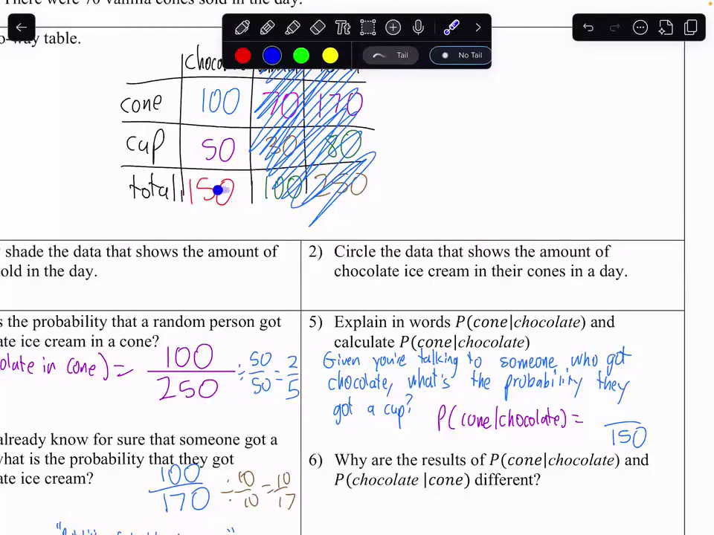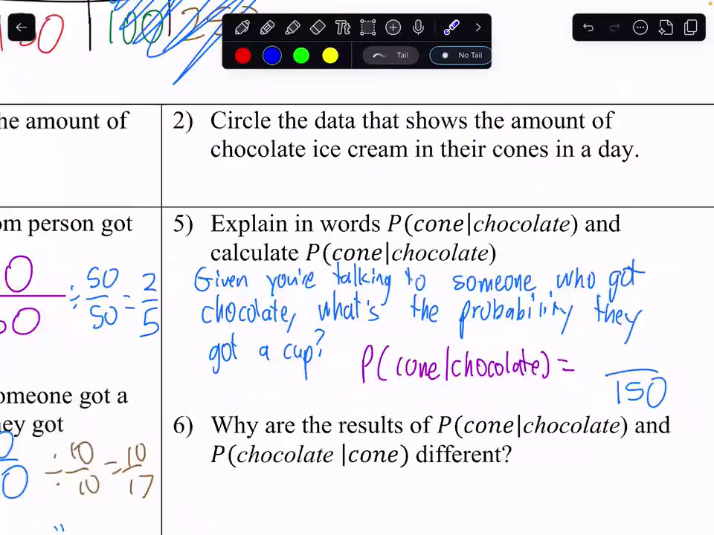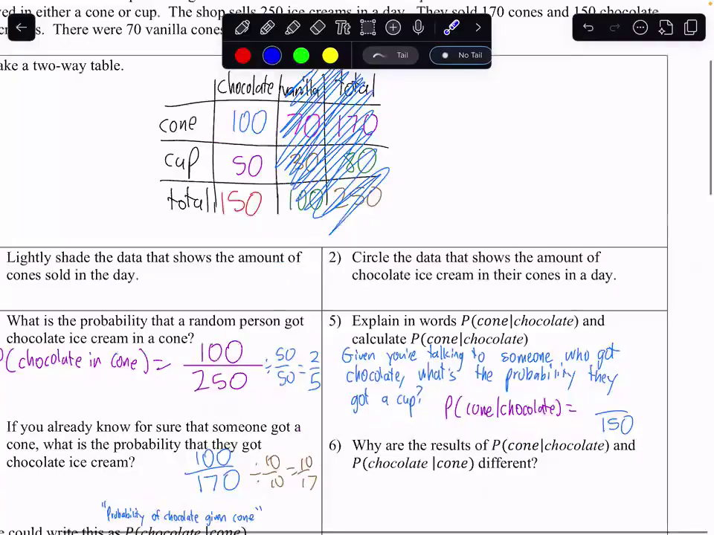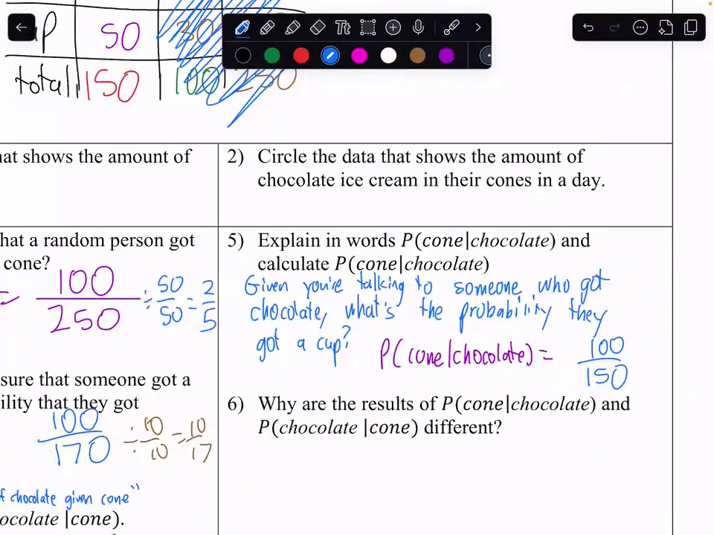So the denominator is now 150. There's only 150 people who fit the requirement of getting chocolate. Now of those 150 people, we're considering it a success if they got a cone. There are 100 people who got a cone. So 100 out of 150, which reduces to 2 out of 3.